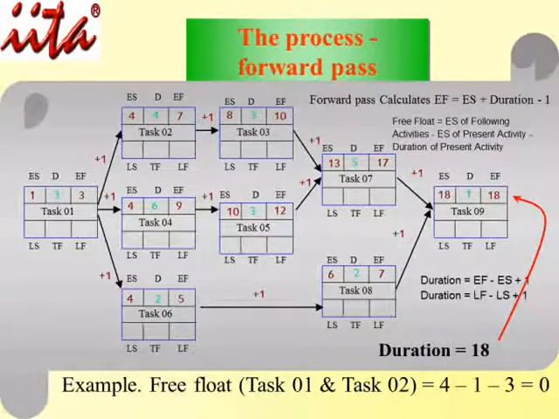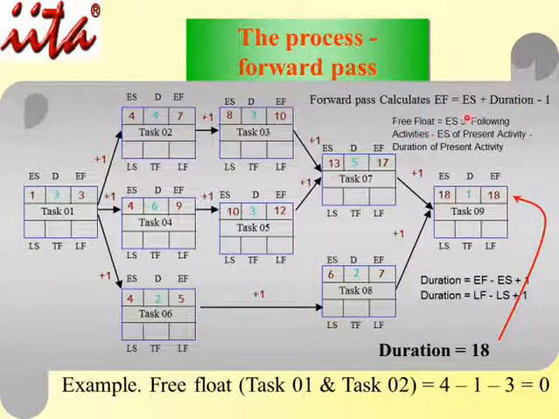Now let's look at the free float. Free float is equal to the earliest start of the following activities less the earliest time of the present activity less the duration. So in this case, let's look at this free float. It's always between 2 boxes. So the earliest of this is 4.